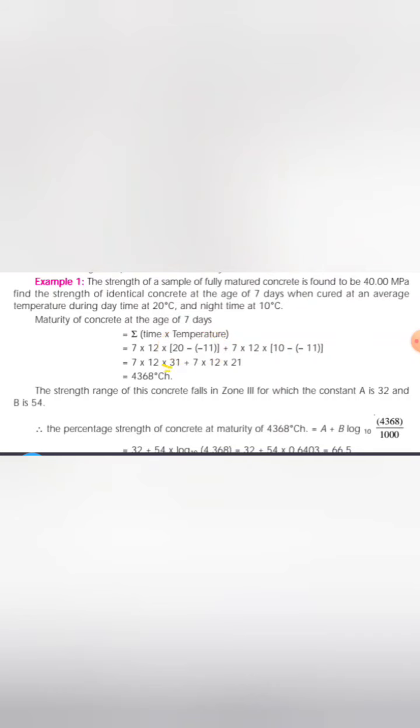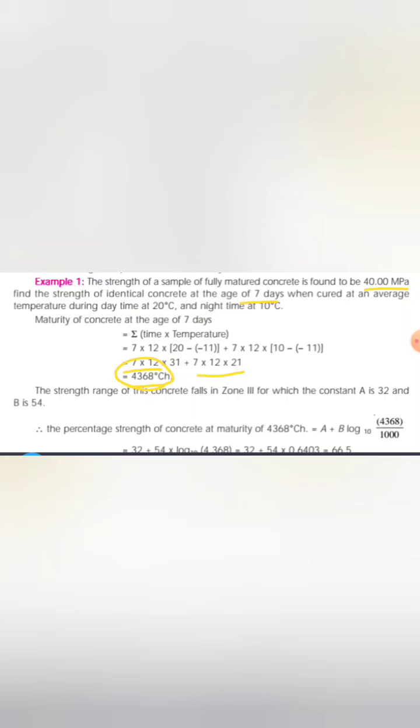We are getting 31. And on the other side, 10 degrees Celsius will be taken as 21. This is because the hydration of cement paste starts at minus 11 degrees Celsius itself, and it will be constant for all types of problems to calculate the maturity. Next, just take the sum of these two products, which will give the maturity value of that concrete of 40 MPa at 7 days.